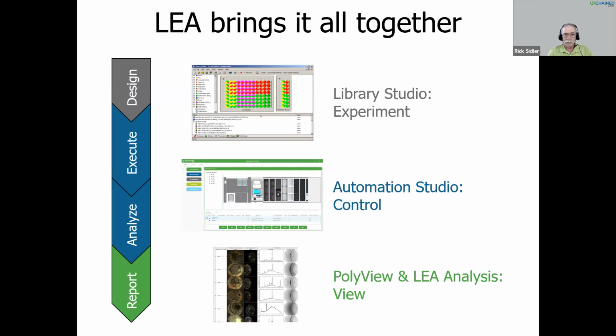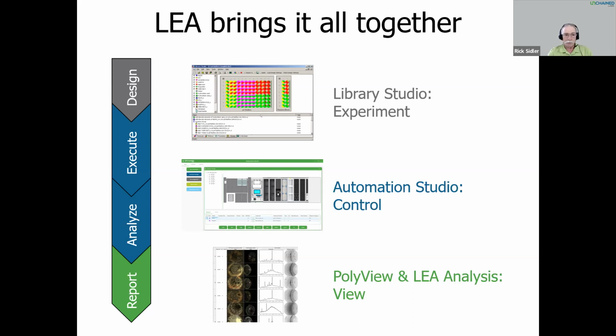The Library Studio design is then read into a program called Automation Studio, which is responsible for controlling the robot and making it do the procedure that you set out in the Library Studio design. You do not need to program the robot per se. The programming comes from the Library Studio design that you created.